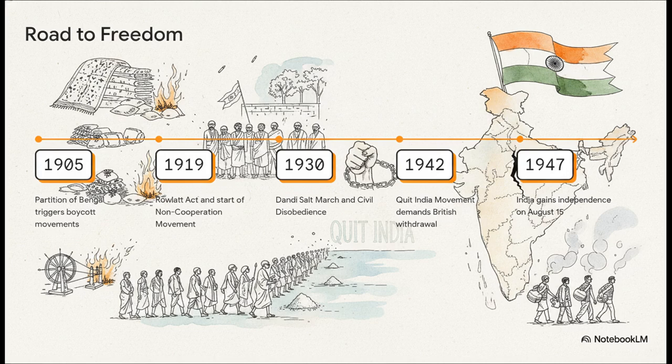That's when Gandhi launched the non-cooperation movement, making non-violent struggle the absolute core of Indian nationalism. By 1930, he was leading the Dandi Salt March, kicking off massive civil disobedience. And by 1942, the Quit India movement was demanding immediate British withdrawal. All of this relentless pressure finally culminated on August 15, 1947, when India gained independence, though tragically it was accompanied by the partition of the subcontinent and devastating violence.